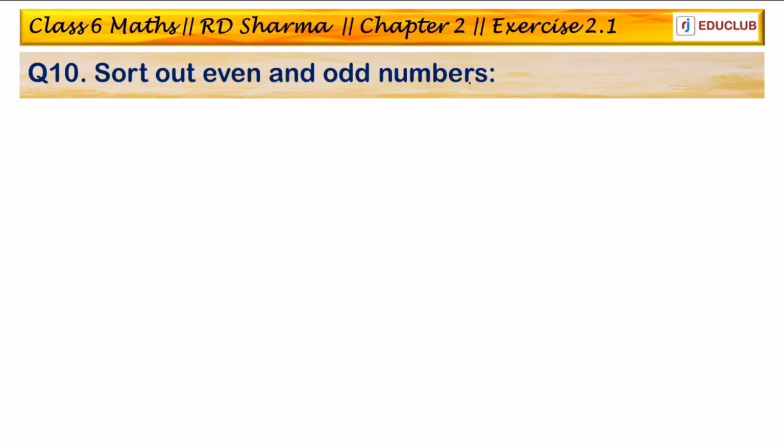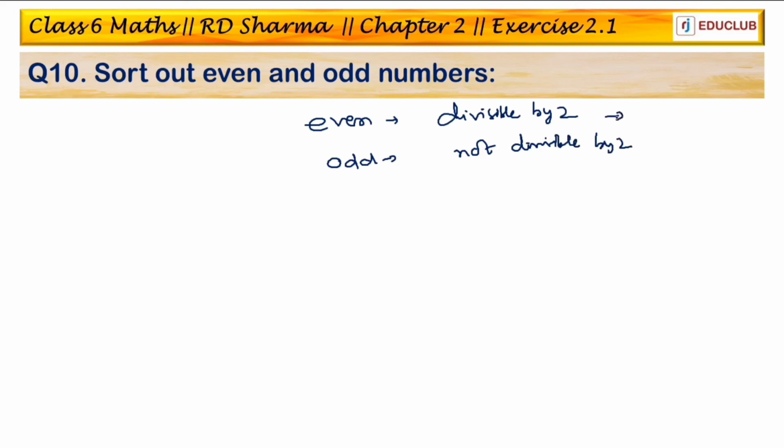Now next is sort out even and odd numbers. Okay, you have to find even numbers and odd numbers. What is an even number? If the number is divisible by 2, then that is an even number. What is an odd number? When a number is not divisible by 2. Divisible by 2 means 2, 4, 6, 8. Okay, these are the numbers. This is 1, 3, 5, 7, 9. If these are at the units place, then that is an odd number.